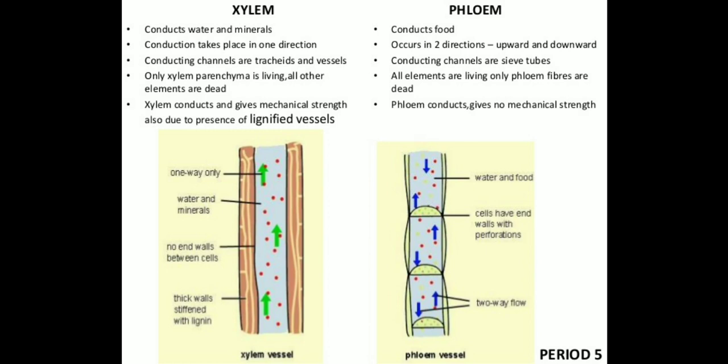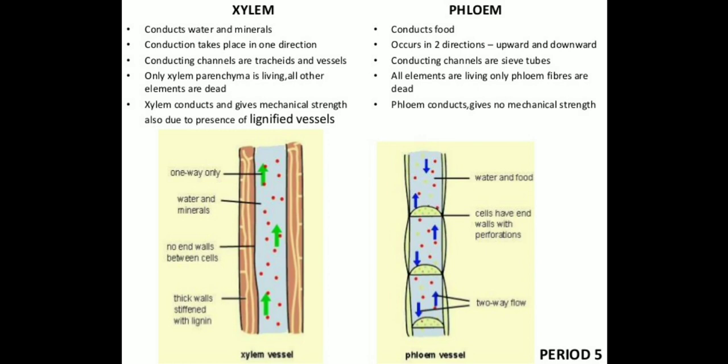Now we will learn the difference between xylem and phloem. Xylem conducts water and minerals, whereas phloem conducts food. Xylem conduction takes place in one direction, whereas the conduction in phloem is bidirectional, or it takes place upward and downward, in two directions. Conducting channels in the xylem are tracheids and vessels. In case of phloem, the conducting channels are sieve tubes.